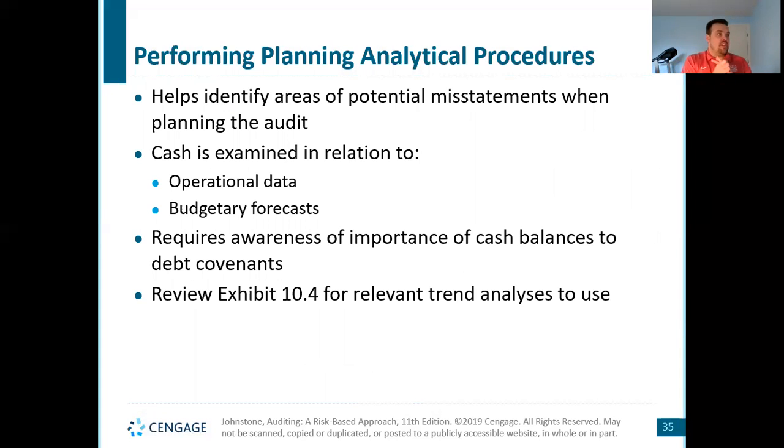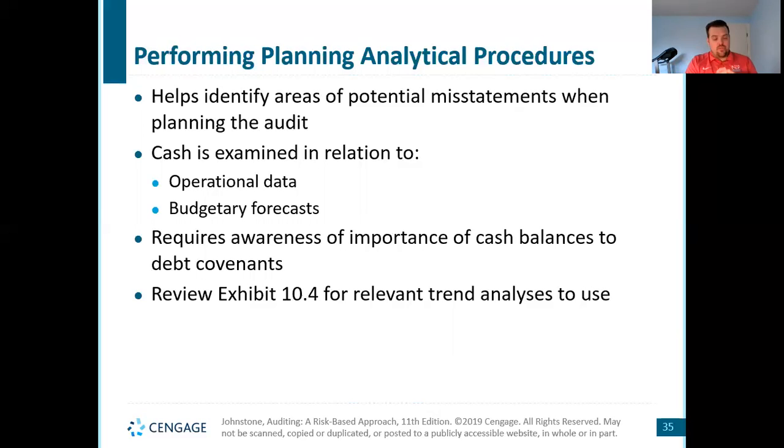Okay, page 510, performing analytical procedures. This helps identify areas of potential misstatements when you're planning the audit in the first place. Remember, we do analytical procedures throughout, but one of the largest, as far as time consuming, and most analytical procedures are done in the planning stages of the audit. This is done before we ever go out there. This is comparing and contrasting beginning balances versus ending balances, financial statements from year to year, operational budgets, budgetary forecasts, and then specifically we're talking about cash right now.